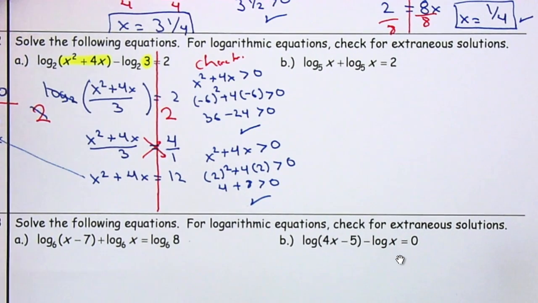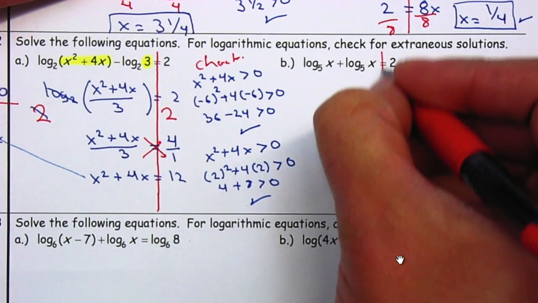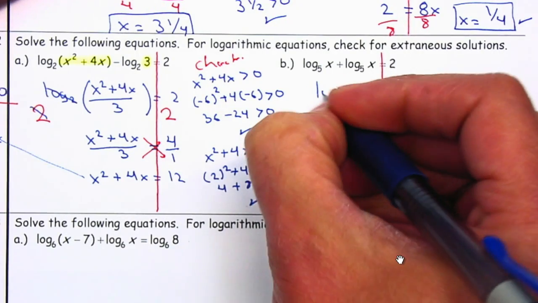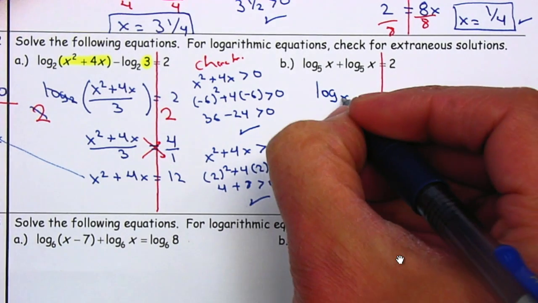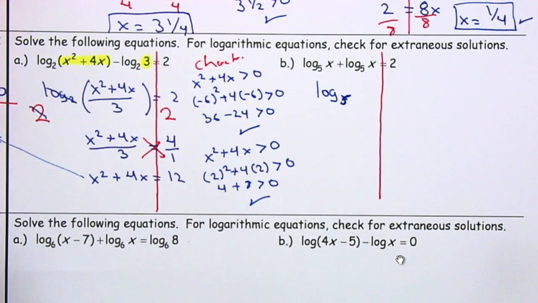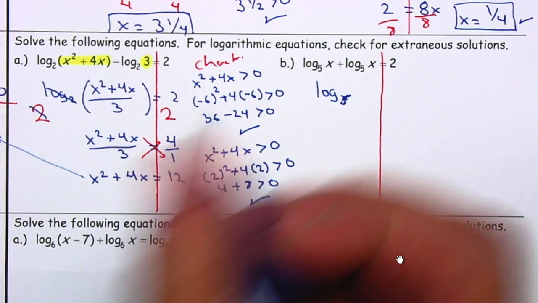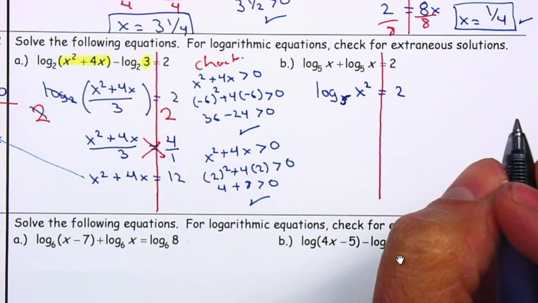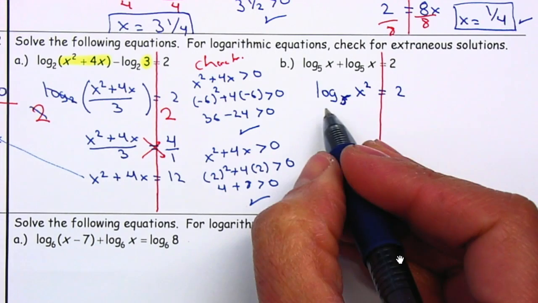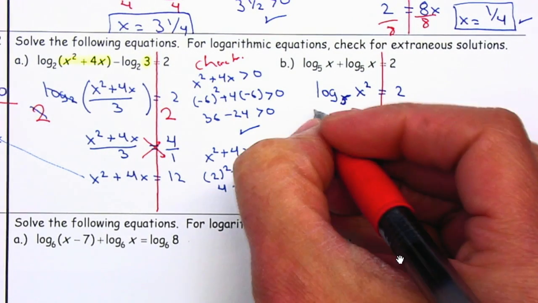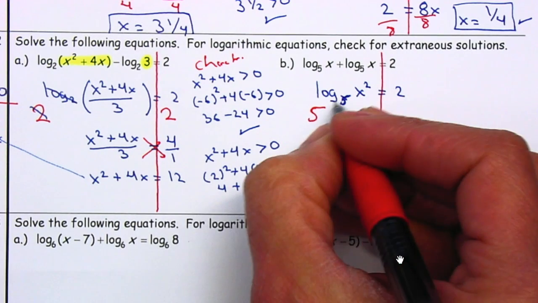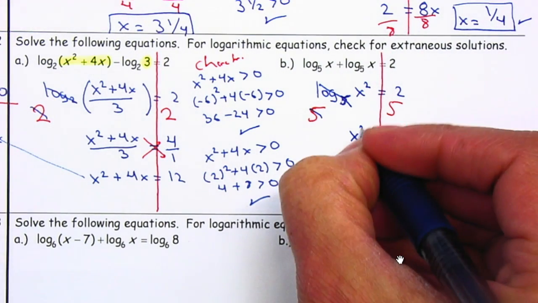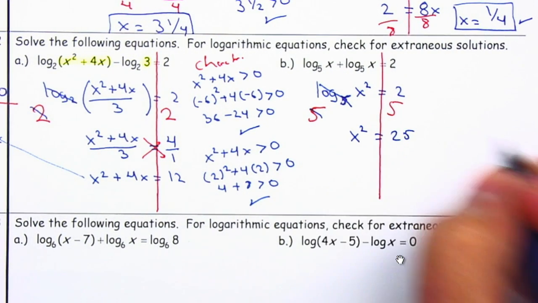On example B, we have 2 logs on the left-hand side. I want to be able to condense it, so I'm going to combine both logs into 1. And because they are adding, I'm going to multiply. So x times x will give me x squared is equal to 2. Now I need to be able to get rid of the log, so I'm going to exponentiate both sides with base 5. The log base 5 and the 5 cancels. So now I have x squared is equal to 5 squared, which is 25.